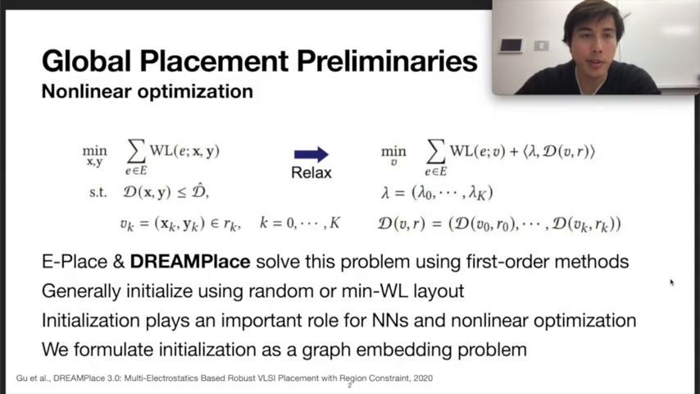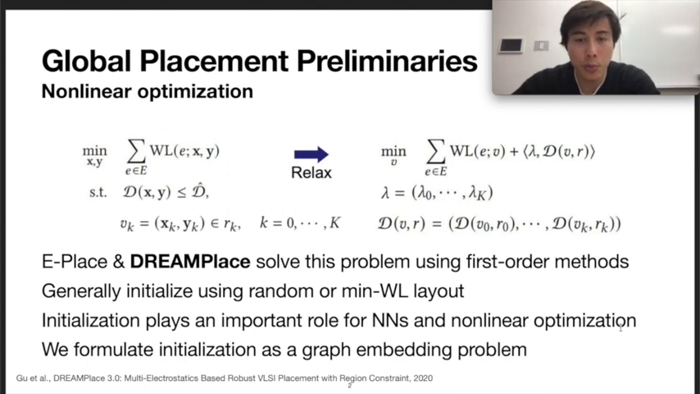Okay, so quick preliminaries. As you're probably all aware, modern techniques for doing global placement involve applying first-order methods like gradient descent to nonlinear optimization problems. These are formulations of global placement that typically involve minimization of a wire length objective subject to some kind of density constraint.